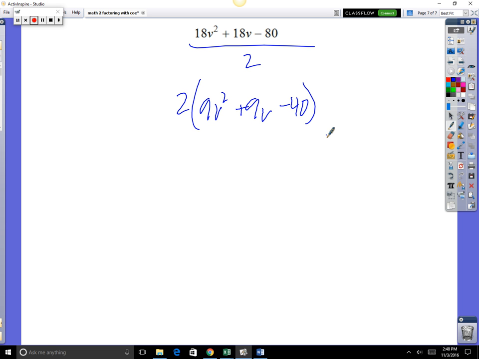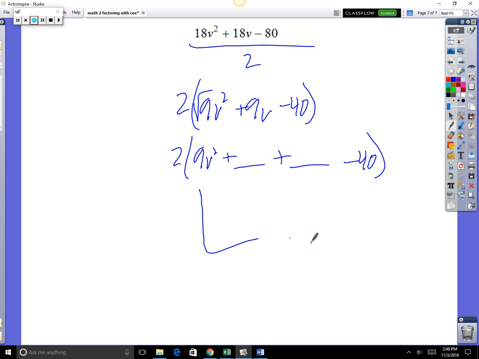Geez, man, this one's kind of a nasty one too. So that's a perfect square, but that's not, so it's not a special case. So here we go: 2 times 9v squared plus blank minus 40. So find the magic number: times the first and the last. 9 times negative 40 equals negative 360.